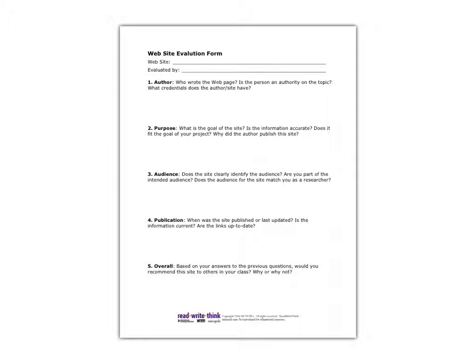But first, I want you to just see what the evaluation form should look like. As you can see here, at the top it gives you website and who it's evaluated by. That's going to be you. Underneath we have author: who wrote the web page, is the person an authority on the topic, what credentials does the author or site have? We have purpose: what's the goal of the site? Is the information accurate? Does it fit the goal of your project? Why did the author publish this site?